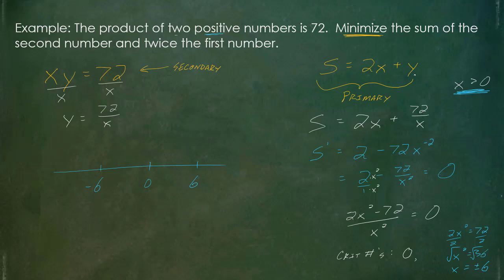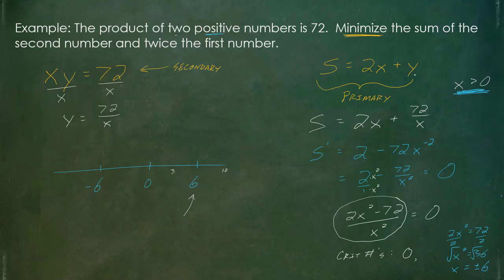But really I only have to focus my attention on what's happening to the left and to the right of 6. So if I choose a number like maybe 3 and then another number maybe like 10, I'm just going to plug into my derivative expression. So into this right here is probably the easiest version. Squaring the number on the bottom is going to make the denominator positive no matter what I do. So I really don't have to worry about what's happening there. It's really just what happens in the numerator.